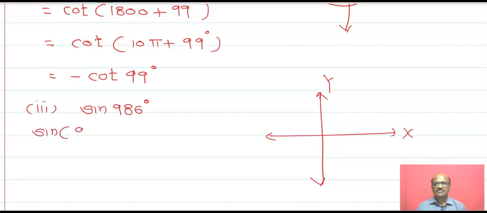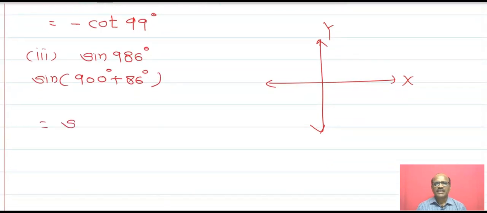Now next is sine of 986. Now see this here, sine of 986 can be written as sine of 900 plus 86.